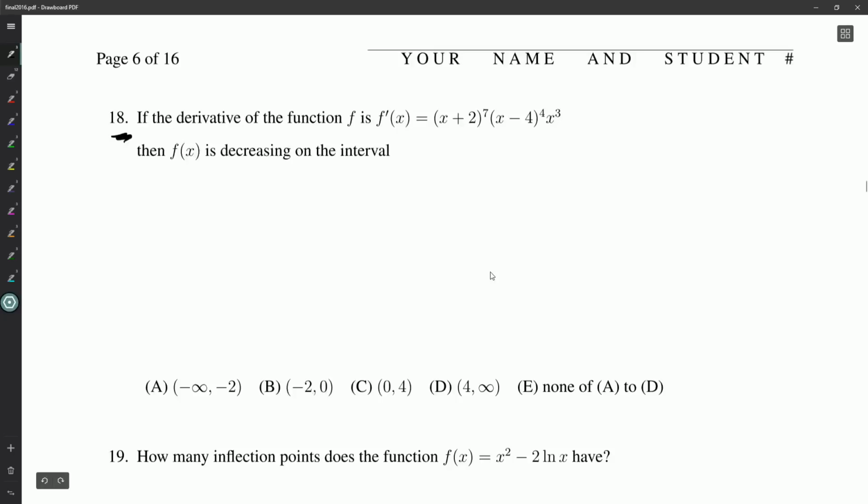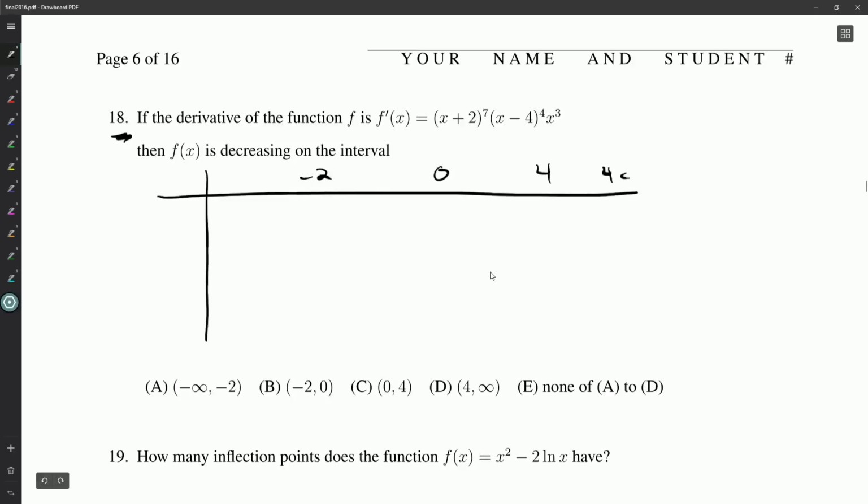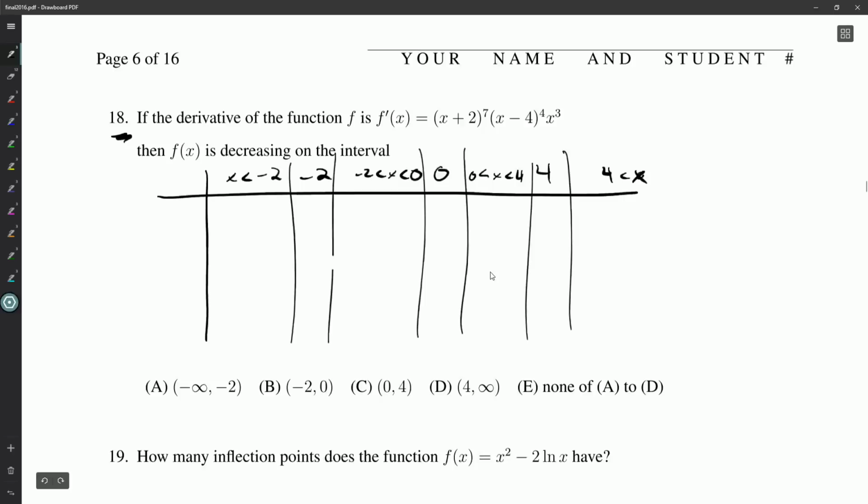18. If the derivative of the function f, f prime of x, is equal to x plus 2 to the 7, x minus 4 to the 4, and x cubed, then f is decreasing on the interval. All right. So how are we going to do this? Well, we could make a nice fancy little chart. We've got the roots of negative 2, 0, and 4, and so we want the x values greater than 4, x values between 0 and 4, x values between 0 and negative 2, and the x values before negative 2. And again, decreasing, just as in the last question, we're looking for things specifically negative.